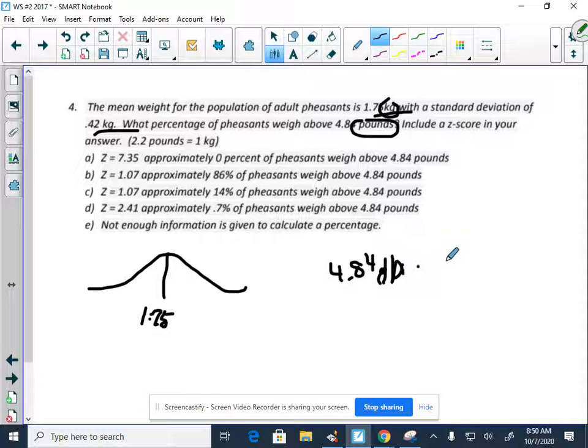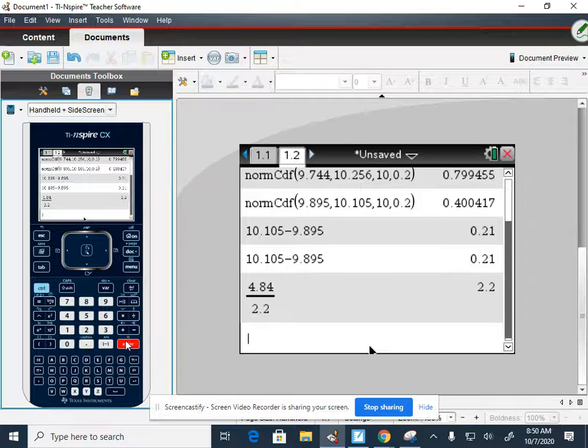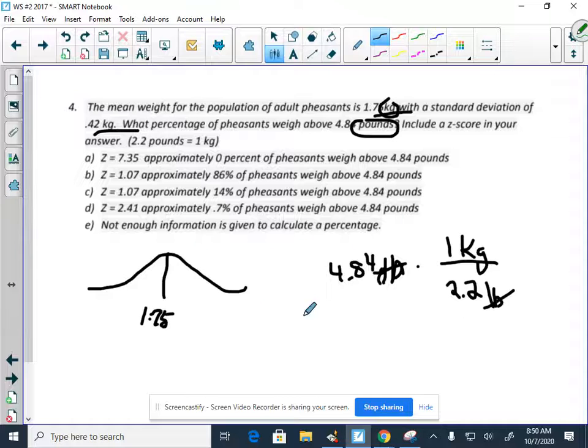And then there's 1 kilogram for every 2.2 pounds. So if we use this conversion, the pounds will go away. We need to divide by 2.2. 4.84, so, okay. So that is 2.2. So what it's saying is, what are your chances you're above 2.2? So if you did this, that to me would be enough work.